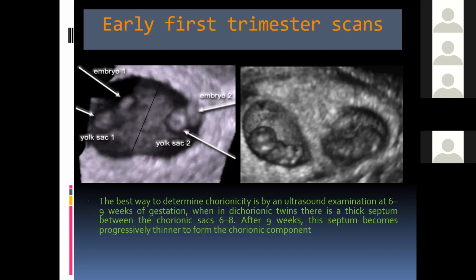But in cases of monochorionic twins, at first it seems like it's one sac, and you will actually have to search clearly until you find the differentiating line between the two gestational sacs, and I highlighted it here in black so that you can actually notice it.